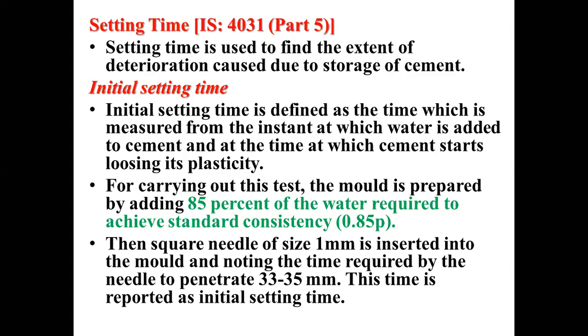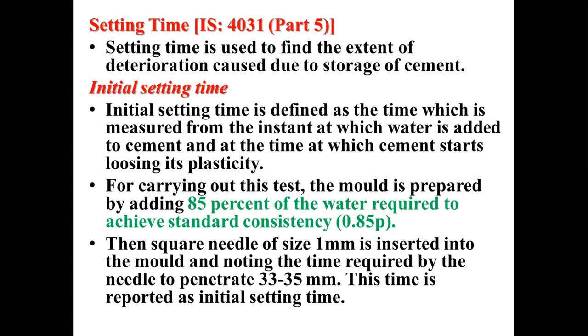Up to 5 to 7 mm, the time you get is known as the initial setting time. Suppose you got 6 mm penetration, then you stop the stopwatch and note down the time. That is your initial setting time.